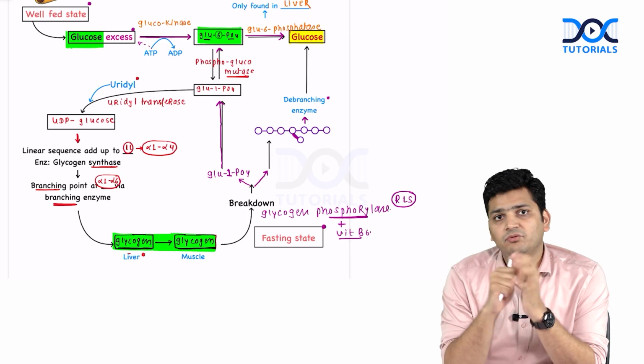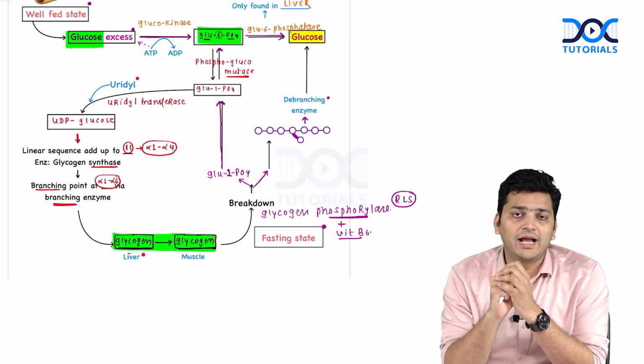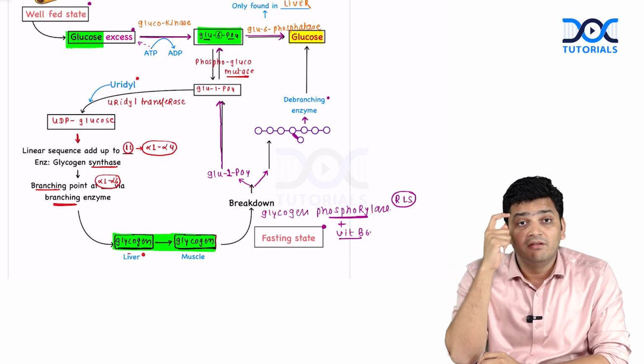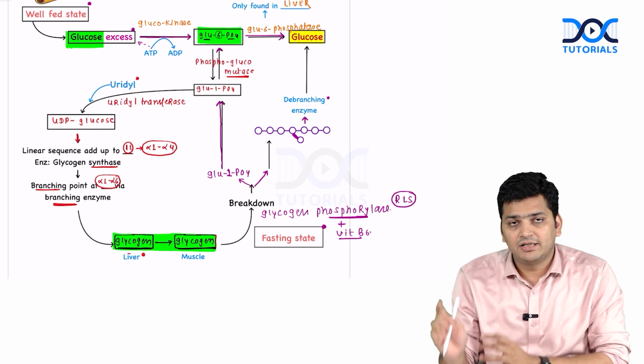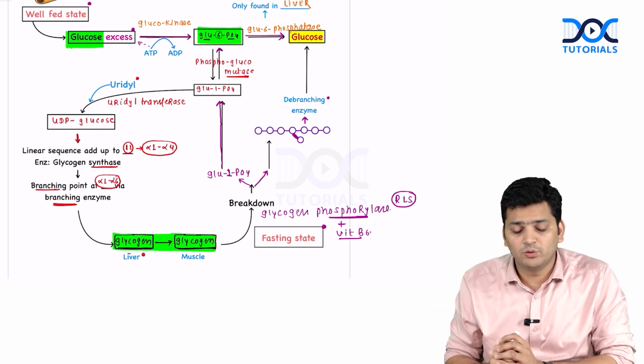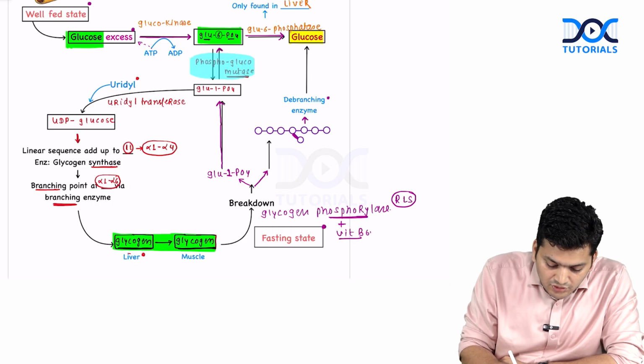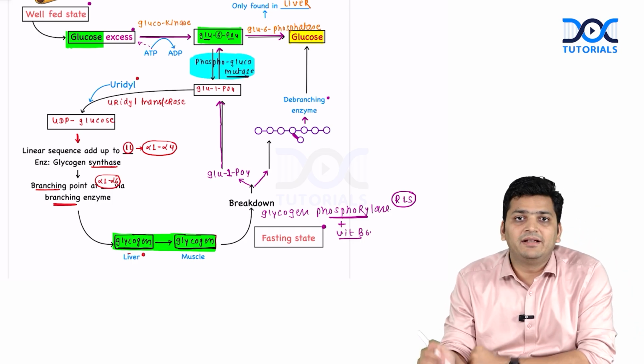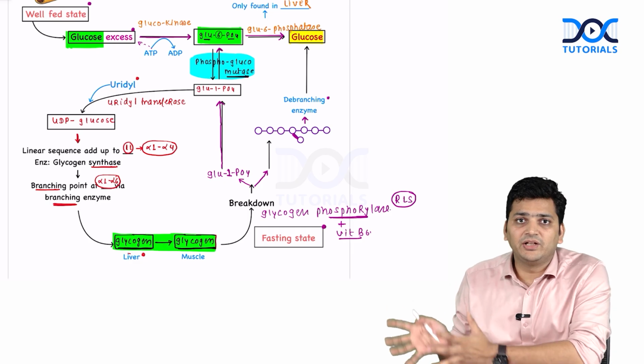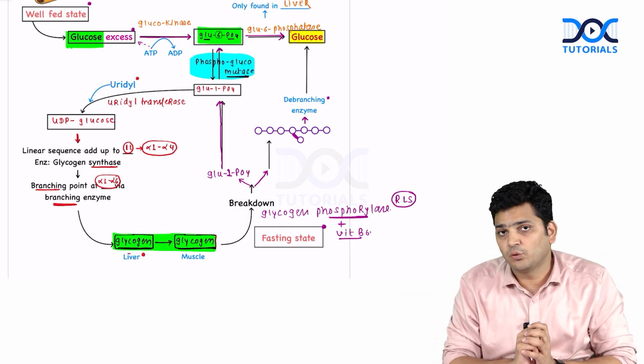Look at this entire pathway together and try to answer one question: there is only one enzyme which is common in both pathways, glycogenesis as well as glycogenolysis. That enzyme is phosphoglucomutase. It is used in glycogenesis as well as in the breakdown.